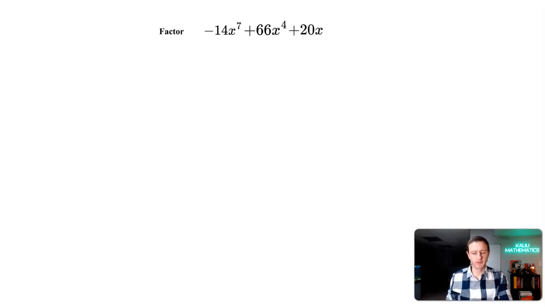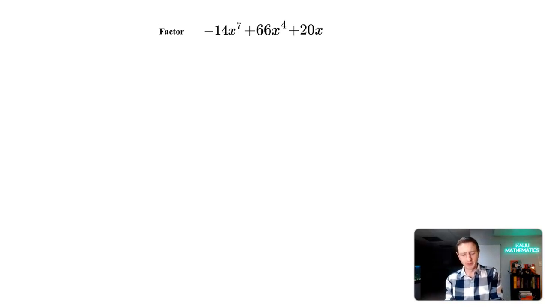So I'm just going to look at this factoring problem. It says factor negative 14x to the 7th plus 66x to the 4th plus 20x. The reason I'm going over this video is because a lot of people might freeze up on a problem like this. You see a lot of things happening. You see a negative, you see variables with pretty high exponents.